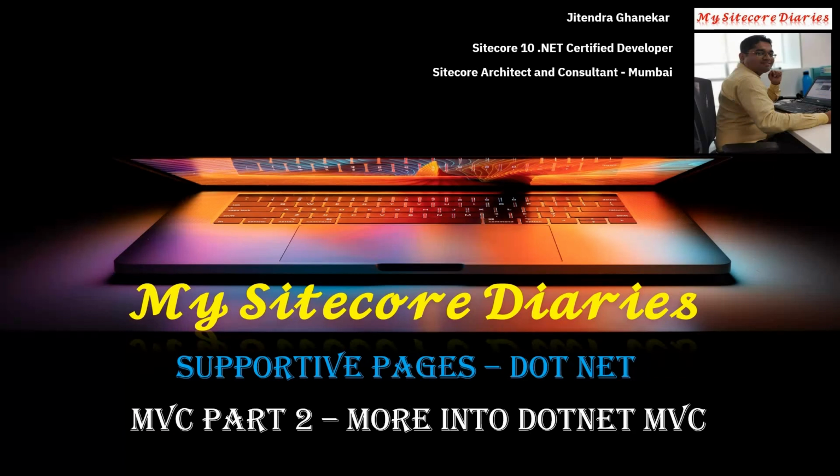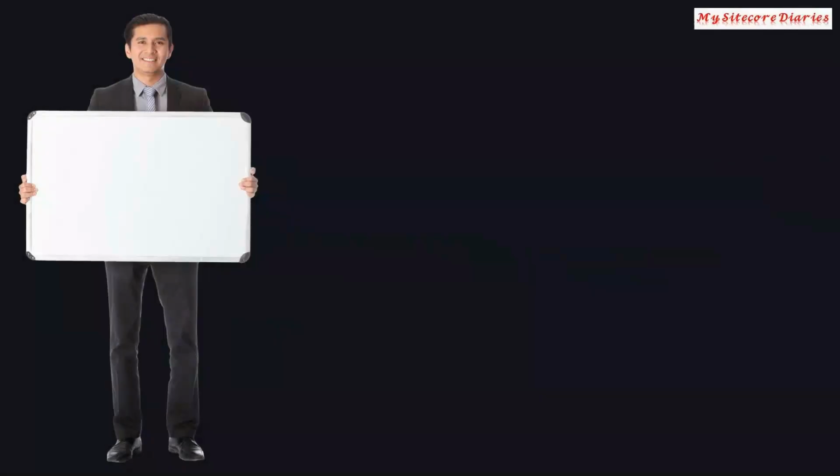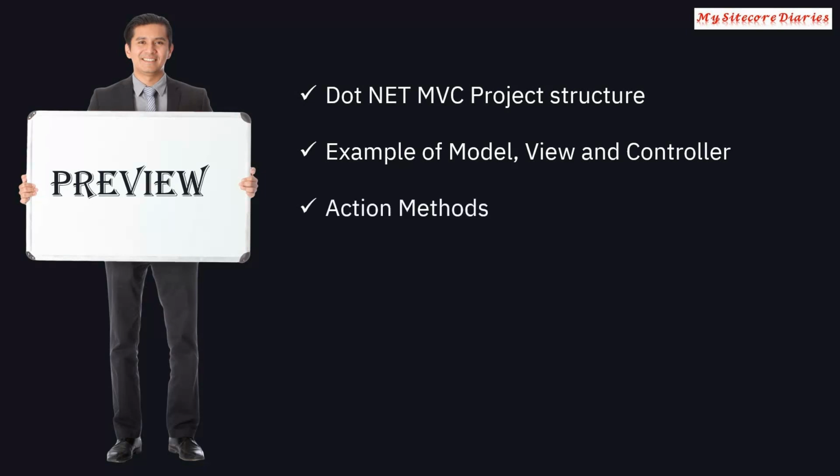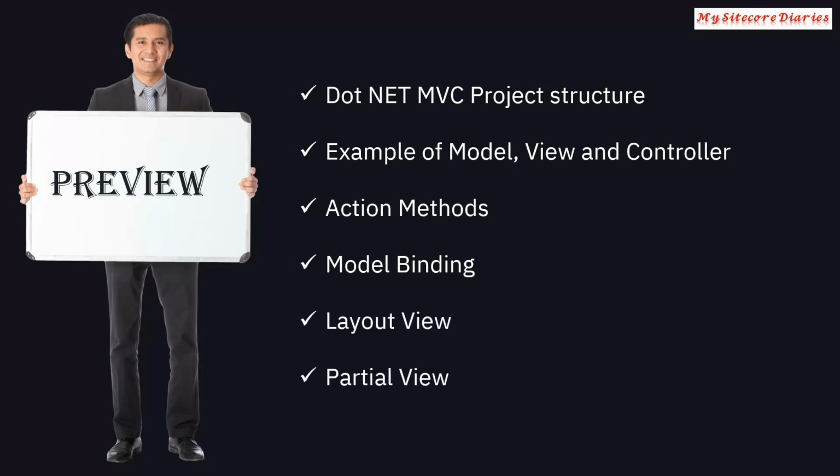So let's start MVC part 2, more into .NET MVC. So what we are going to see in this video, a preview of this video. First we will see the .NET MVC project structure. Then we will see an example of a model, view and controller. Then we are going to see action methods, model binding, layout view, partial view. So let's start.